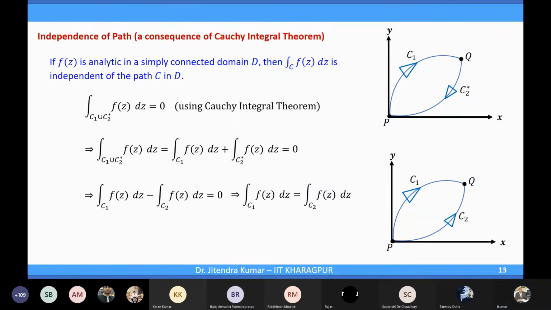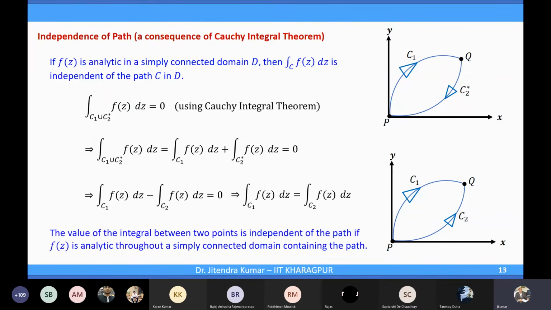Yes, sir. Yeah, so it is a path independence. Once those assumptions are there, that f(z) is analytic in a simply connected domain, then you take any path to reach from P to Q, it's independent. So the value of the integral between two points is independent of the path if f(z) is analytic throughout a simply connected domain containing that path.